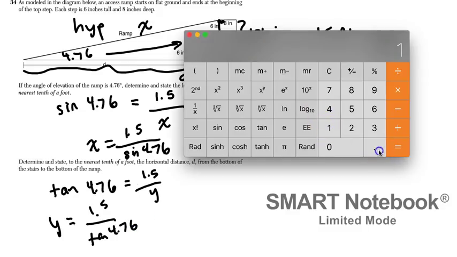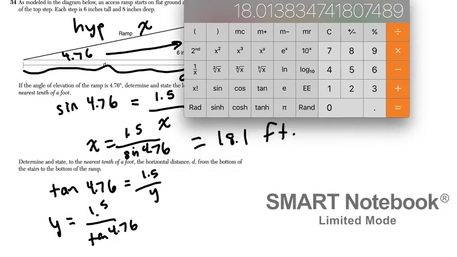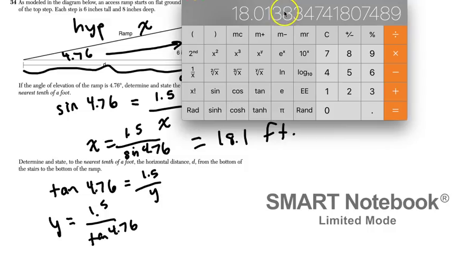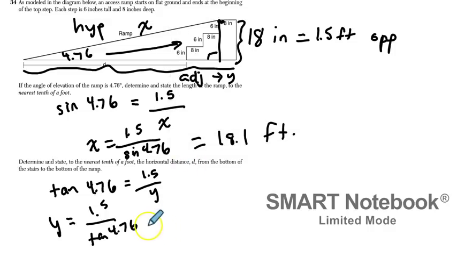So 1.5 divided by the tangent of 4.76 is equal to about 18 feet.